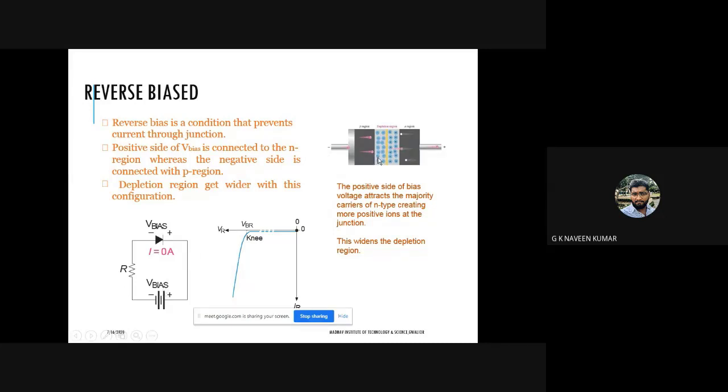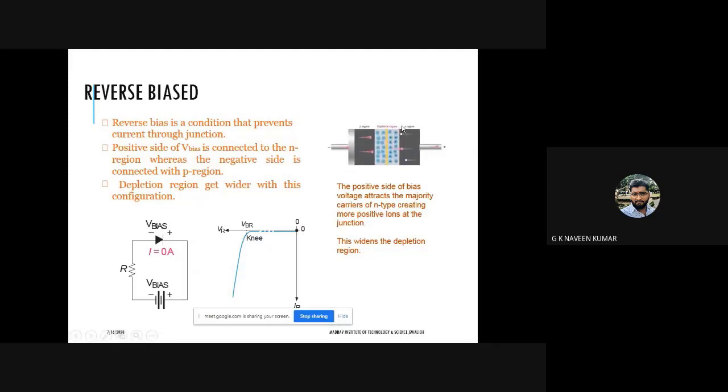As the width of the depletion region increases due to the increase in reverse bias voltage, there is no question of current flowing from P to N. Almost negligible current, or zero current, will be flowing through this diode. This type of condition is known as reverse bias condition.